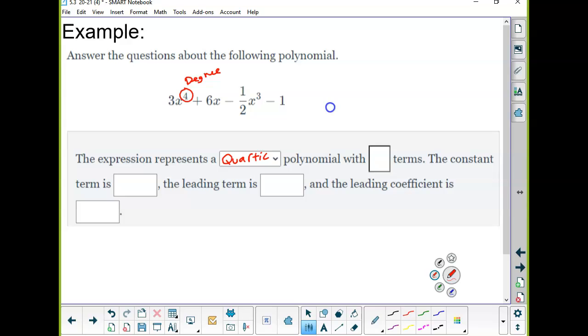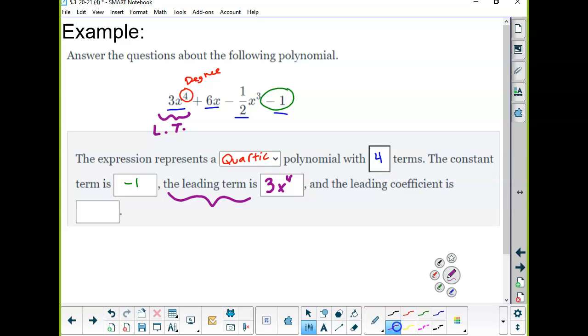So it's a quartic polynomial with how many terms? Well, how many total terms do we have? 1, 2, 3, 4. 4 terms. The constant term is -1. This is where you've got to be a little bit careful. It says the leading term. Well, if I was to write this in the correct order, what would the leading term be? It would be the term with the highest degree. So think of that as your leading term. I haven't used that lingo a lot.